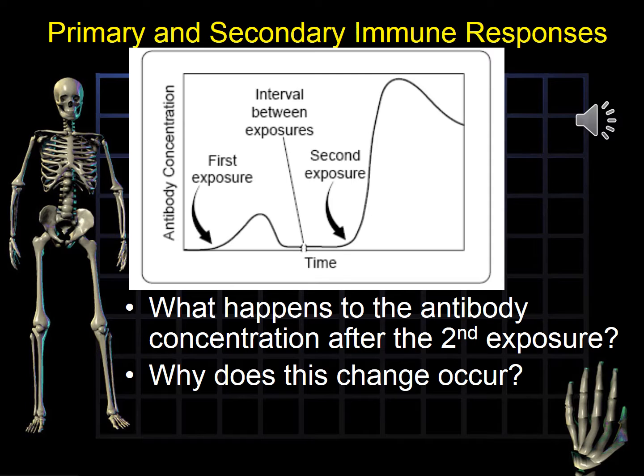Interval between exposures. So you start feeling better right here in the flat line at the bottom. You no longer have a lot of these bad guys, these pathogens. But then let's say your friend got sick too, and you become exposed to the same bad guy again, and the same pathogen infects you again or tries to get inside of you again. Well, look at how many antibodies your body makes right away.